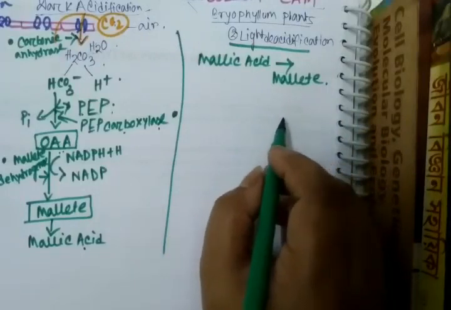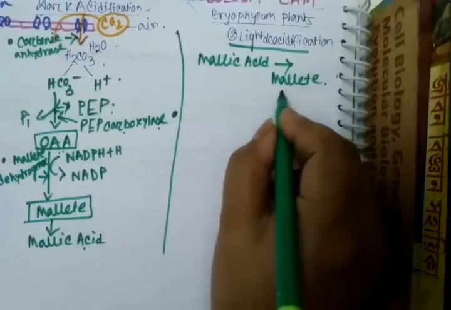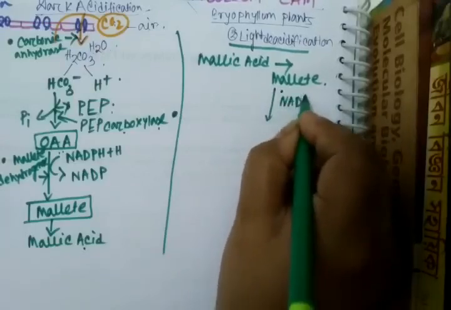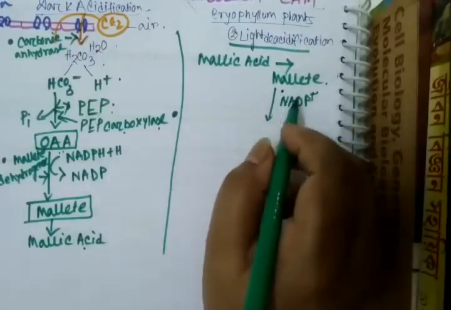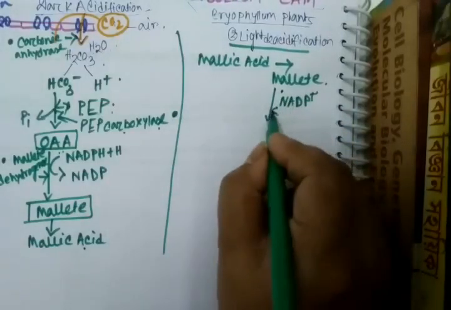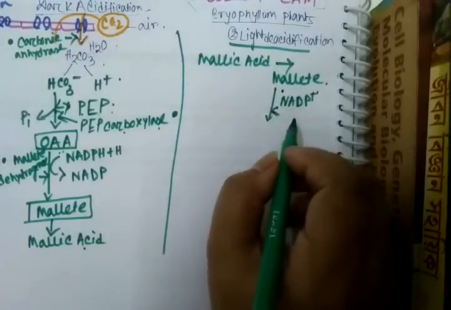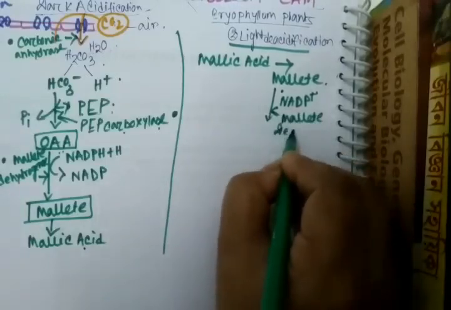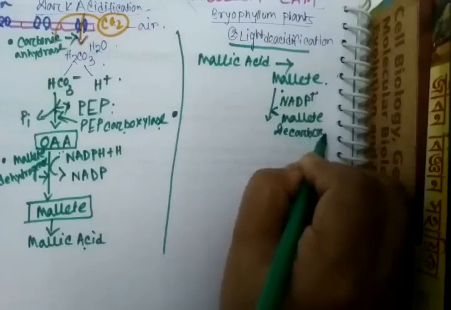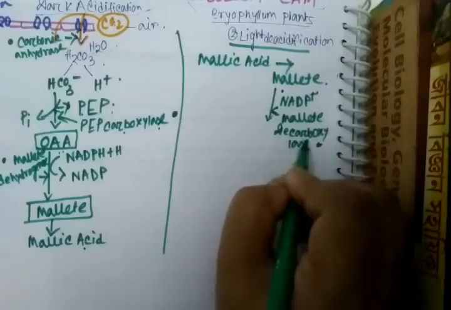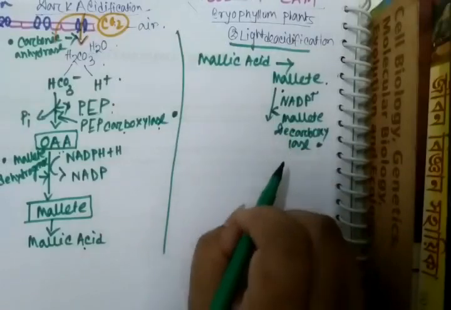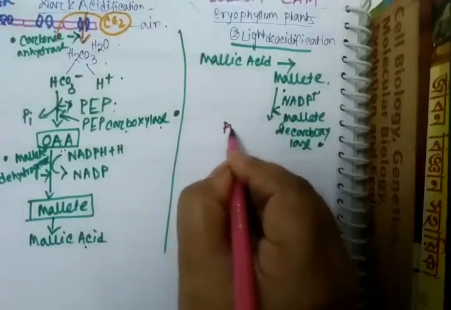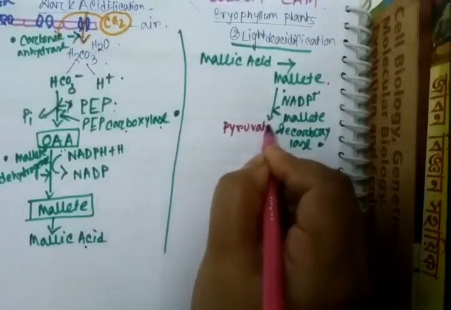And the malate, with the help of NADP and another enzyme that is required, malate decarboxylase, will form pyruvate. What will be formed? It will form pyruvate.